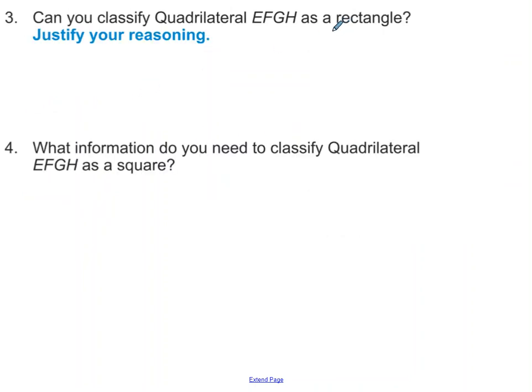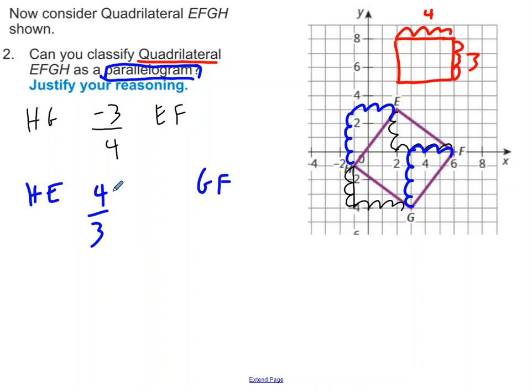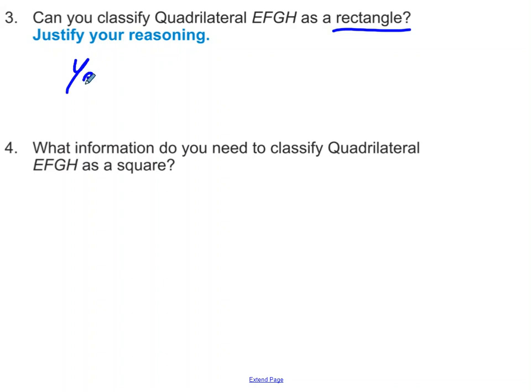The next thing is, how can I classify it as a rectangle? Going back to this, rectangles have all right angles. So I can just see, are these going to form right angles? Well, right angles are perpendicular lines, and perpendicular lines, when graphed, have the negative reciprocal slope. And if I take negative 3 over 4 and I switch it, so it's now 4 over 3, and then I add a negative, yeah, that's the same. So yes, because the slopes are perpendicular.